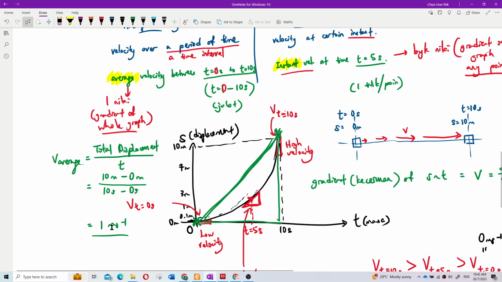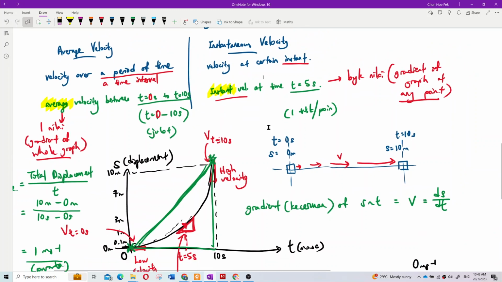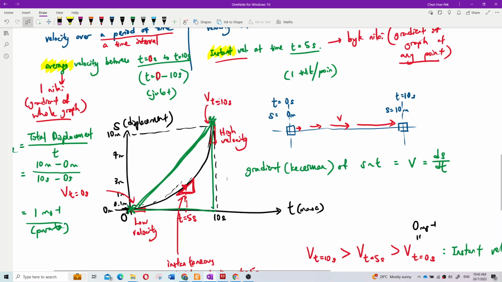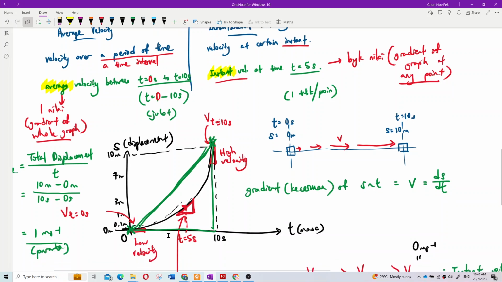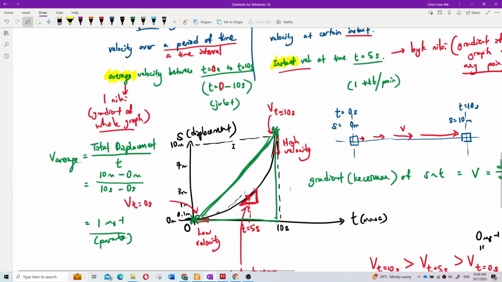Satu nilai sahaja. Untuk inilah nilai purata untuk julat masa itu, untuk time interval itu. Satu nilai sahaja. Tetapi kalau kita tengok instantaneous velocity, dia banyak nilai. Sebab dia punya kelajuan semakin bertambah. Kelajuan dia berubah kan. The velocity is increasing, changing. So they can have different instantaneous velocity at different time. Understand? Banyak nilai. Ini average velocity satu nilai saja.